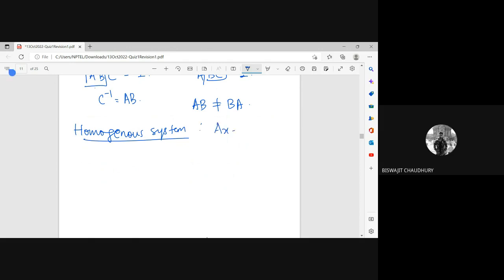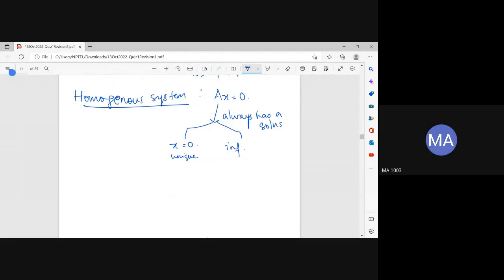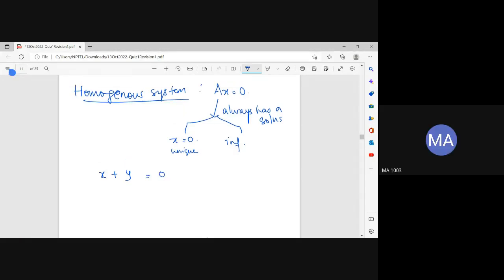Ax equal to 0. When B is equal to 0, it's called a homogeneous system. This system always has a solution, right? Can you tell me one solution? Zero, the trivial solution, which is 0, 0, 0. Or there are infinitely many solutions. So now you have a rectangular system, when the number of equations is more than the number of variables, right? No, more variables than equations.